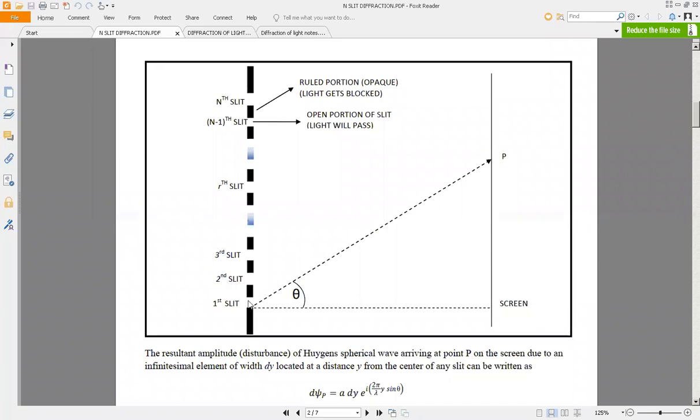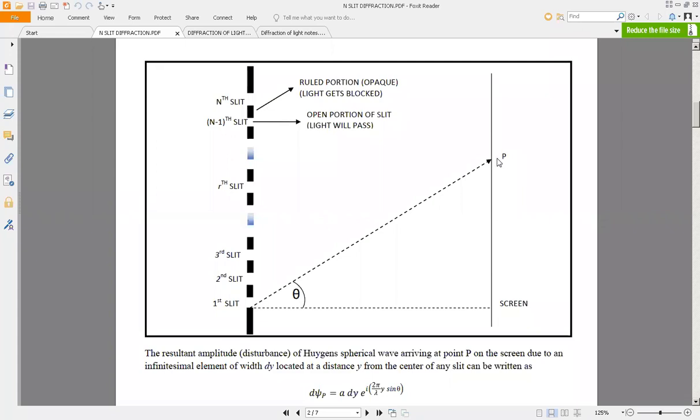Earlier I started with a single slit. Just now I have added a second slit. Now I am going to add some thousands of slits. So when such a narrow set of slits overlap with each other at a distant point P, how will the pattern look? That is what we call a diffraction grating.